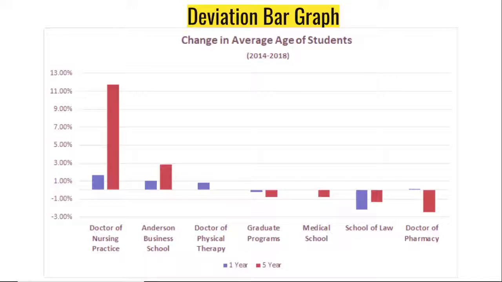The next bar graph is a deviation bar graph, which can show data that is trending upward or downward. As you can see, for Doctor of Nursing Practice students, over the last 5 years, the average age has increased by nearly 12%, while the other professions are comparatively stable at about 2% change or less. This means that if current trends continue, the average Doctor of Nursing Practice graduate will be nearing retirement age relatively soon after graduation. Our group felt that the leadership of the College of Nursing should be aware of this trend that the deviation bar graph so effectively illustrates.